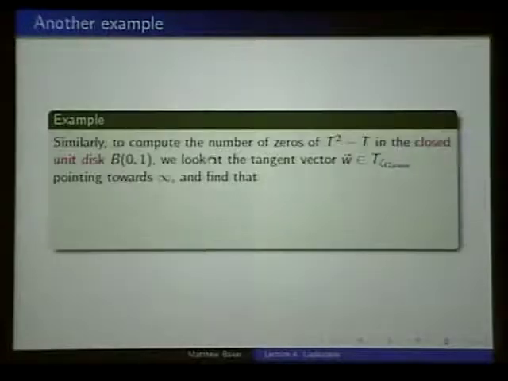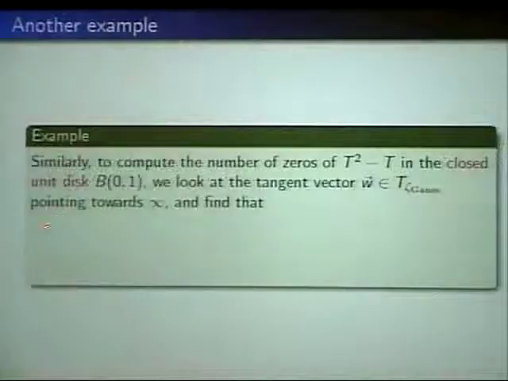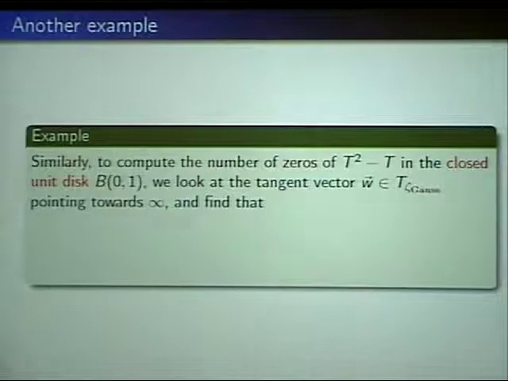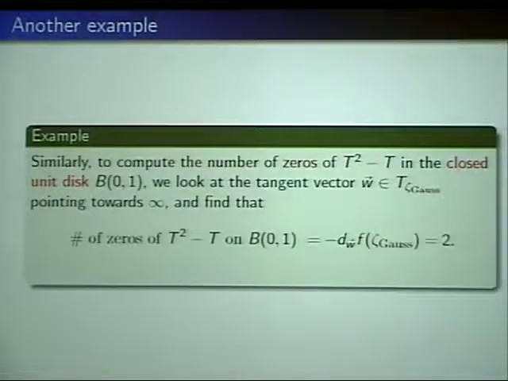So the derivative of this function at the Gauss point is measuring the number of zeros. And similarly, you could look at the number of zeros in the closed unit disk. And then, because of this mass formula, everything gets reversed. So you look at the opposite tangent vector. You look at the tangent vector pointing from the Gauss point towards infinity. And then what you find is that in that direction, actually, the derivative is minus 2.